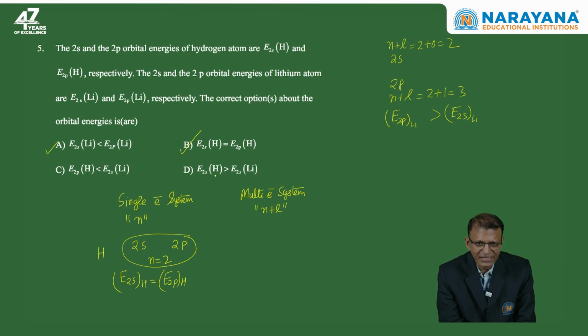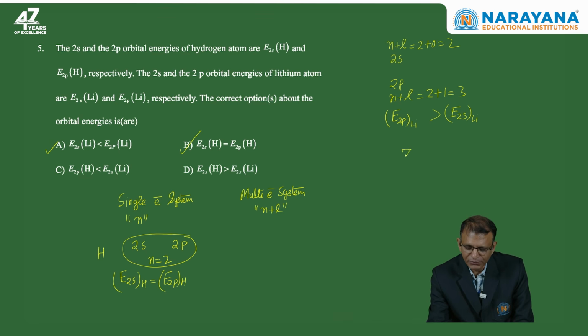Moving to options C and D, again if we compare the hydrogen atom and the lithium atom, we know that as the atomic number Z increases, the value of Z effective is going to increase. So if we take the same orbital, that is 2s, the energy of the 2s orbital in the hydrogen atom where the value of Z is equal to 1, while the energy of 2s in the lithium atom where the value of Z is equal to 3.